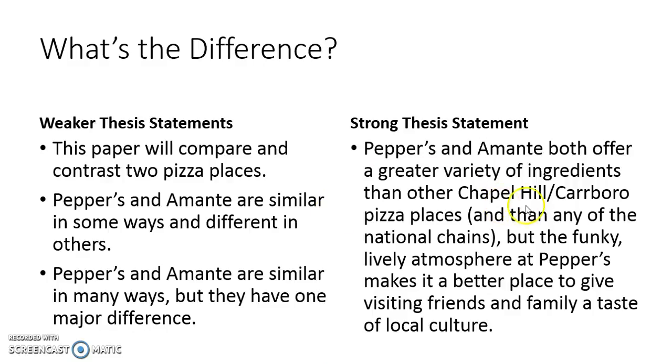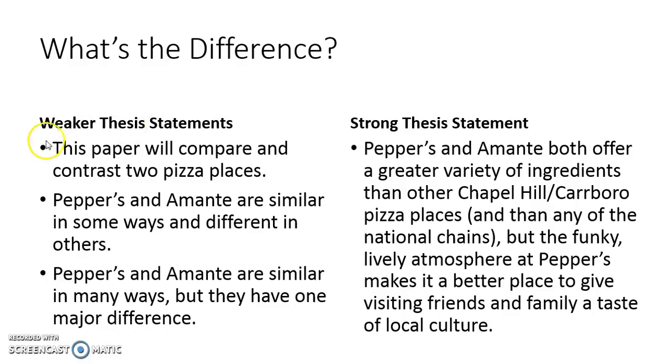This one on the right is better for many reasons. It gives more detail, more specificity. It gives the reader a strong sense of what the paper is going to be about. It takes a stand. You can tell that the author is going to be arguing that Peppers is a better pizza place than Amante, and taking a stand like that makes the essay seem more enticing, more interesting to read, which is one of your goals for your thesis statement. It's narrow enough to handle in a relatively short paper. It's clear what they're arguing, and it's concise. It's only one sentence, even though it's packed with so much information.